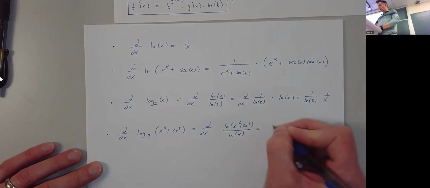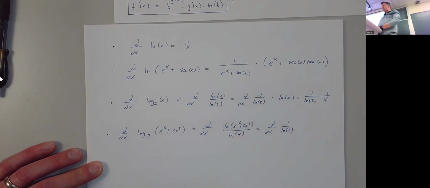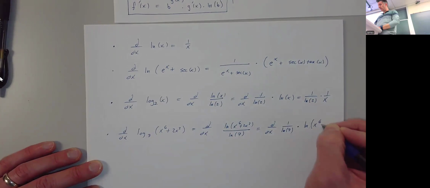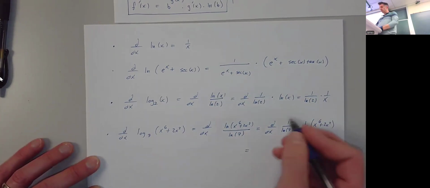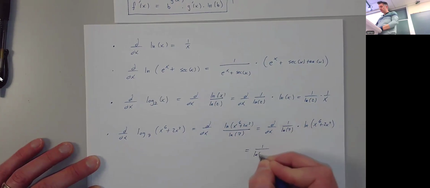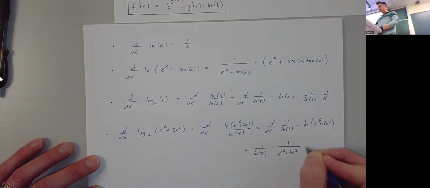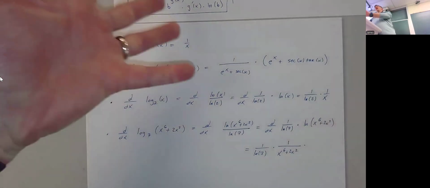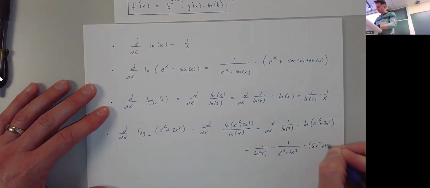I do think it's worthwhile to at least be able to think of it as, oh yeah, it's that constant, 1 over natural log of 7, multiplied by my function, natural log of x to the 6 plus 2x squared. And now when we differentiate, our constant multiple gets to hang out. And then the derivative of the natural log of some stuff is going to be 1 over the stuff. And then we multiply by everybody, the derivative of the stuff.